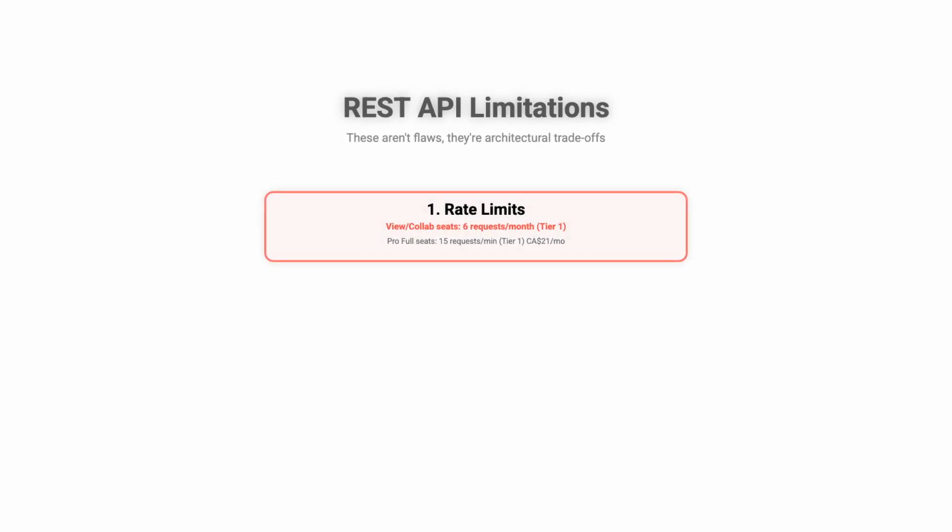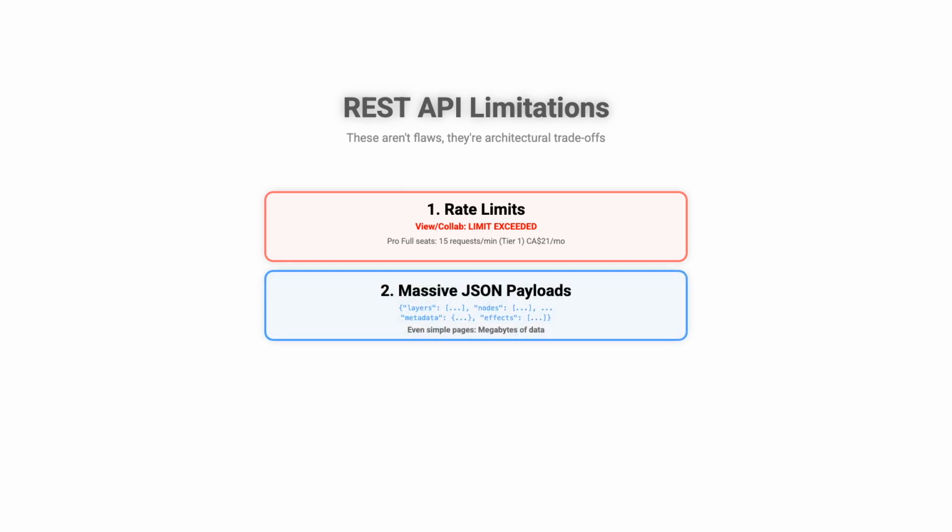First, there are rate limits. According to Figma's documentation, users with View or Collab seats are limited to just 6 requests per month for file content endpoints. Second, context richness. The REST API returns a JSON representation of your file, which is comprehensive, but it's also massive. Even a simple page can generate megabytes of data.